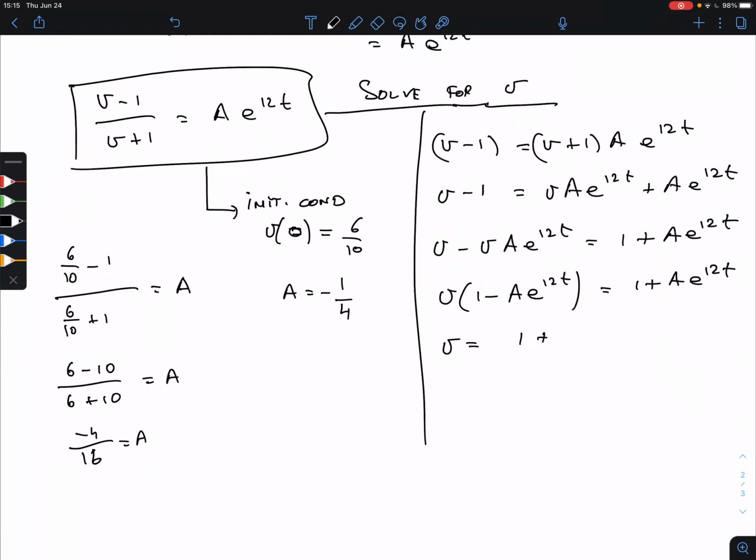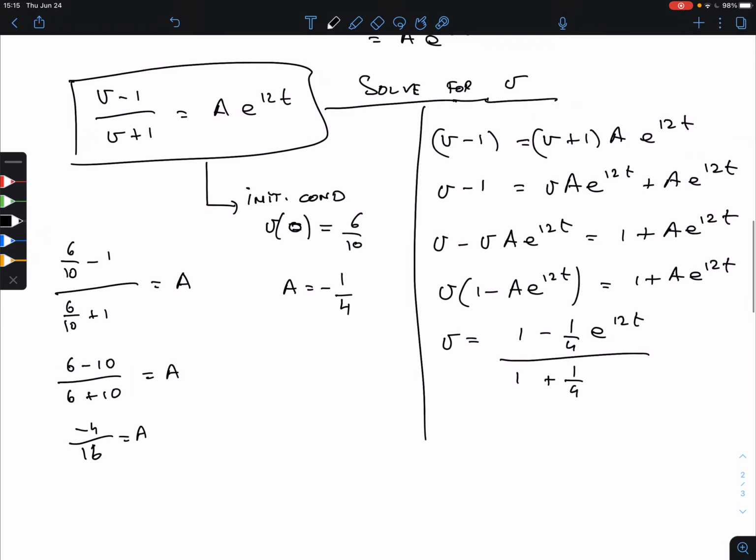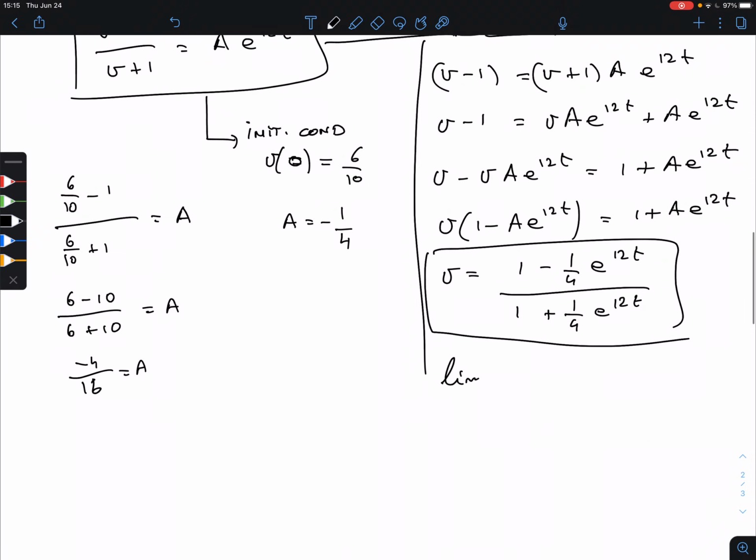And therefore v is equal to 1 plus A e to the 12t over 1 minus A e to the 12t. And now let's plug in what A is. A is minus 1/4. So 1 minus 1/4 e to the 12t divided by 1 minus minus, so plus 1/4 e to the 12t. Okay? And notice that there's a terminal velocity here that would be 1 if you take the limit for t going to infinity. I could ask that, right? So the limit for t going to infinity of v is 1 here.